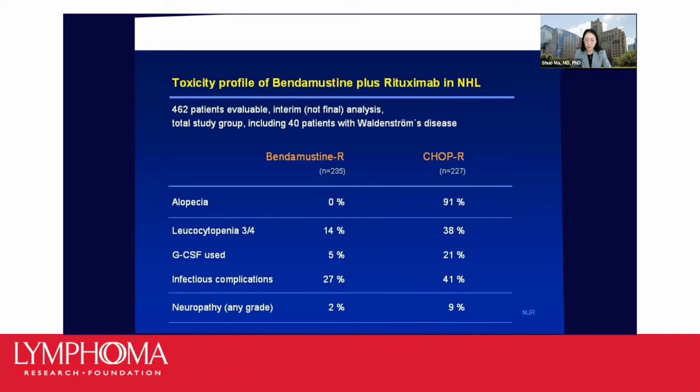Very effective treatments. However, if you look at the side effect profile, the rituximab bendamustine combination seems to give much less of a low white blood cell count called leukocytopenia. There are much fewer infection complications. There's also much less neuropathy.